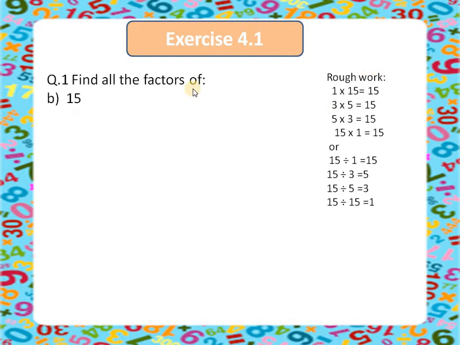Find all the factors of 15. 1 5s are 15, 3 5s are 15, 5 3s are 15, 15 1s are 15, or we can also say that 15 divided by 1 will give you 15, 15 divided by 3 will give you 5, 15 divided by 5 will give you 3, and 15 divided by itself will give you 1. So all the factors of 15 are 1, 3, 5 and 15. These are the factors of 15.